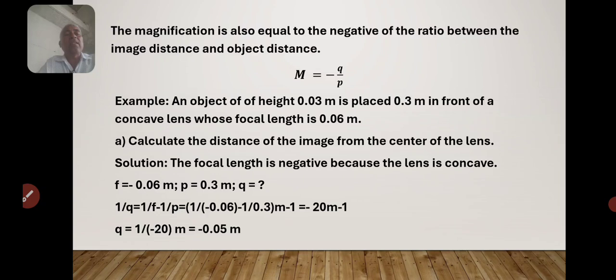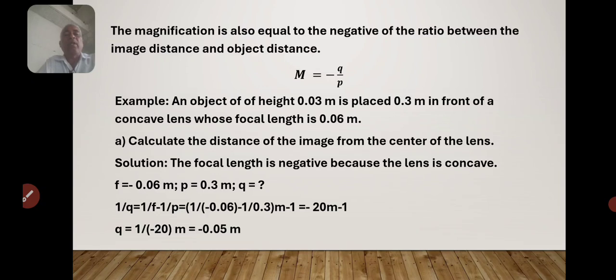Here in this example, the given things are the focal length, which is 0.06 meter, and the distance of the object, which is 0.3 meter, and we have to calculate the value of Q, that is the distance of the image. In this equation, the focal length is taken as negative because the lens is concave.